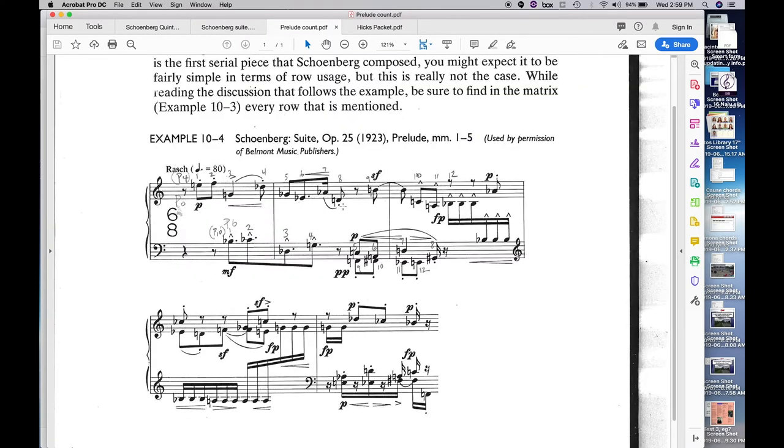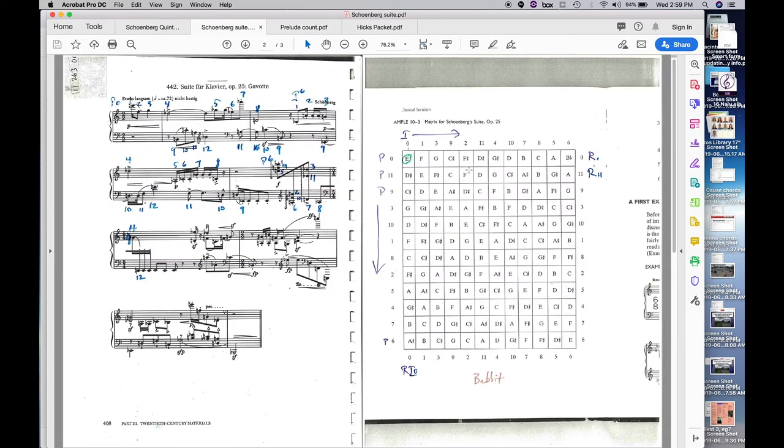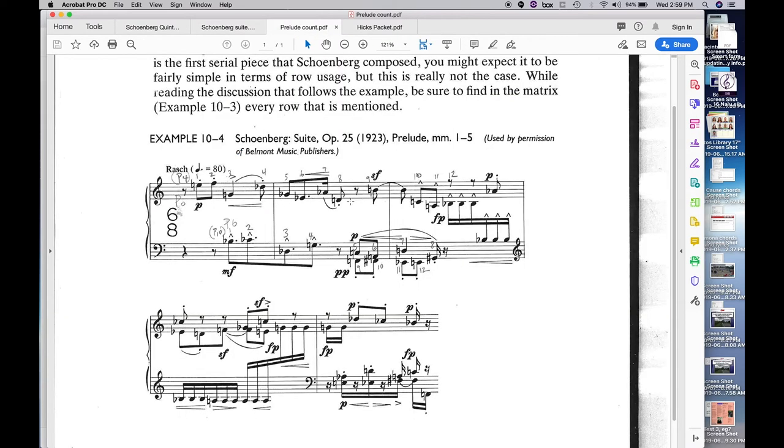E flat, A flat, D. E flat, A flat, D. Of course, these are sharps, not flats. It doesn't matter. Etc. Back down to this B flat. Then it's accompanied by the P6. So P0 accompanied by P6 in close succession.